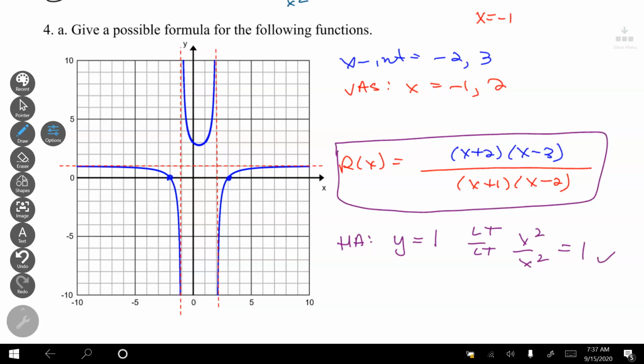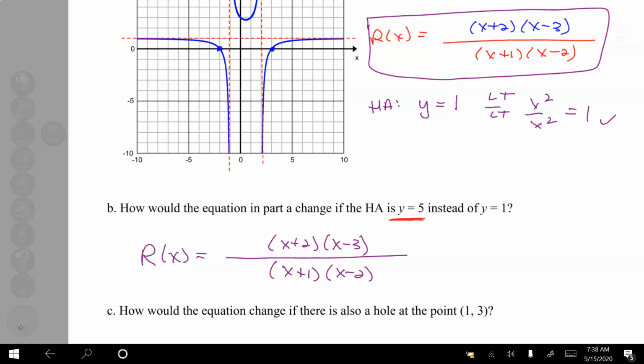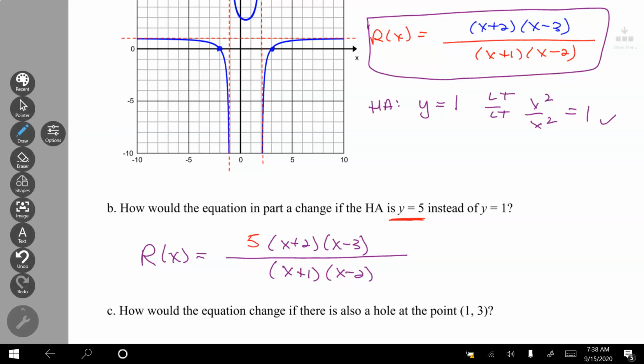So this is the equation of that graph. So the question is, what if the HA was y equals 5 instead of y equals 1, as I did earlier? How could I modify this equation? Well, I don't have to do too much. All I have to do is put a 5 here. And now, when I do leading term over the leading term, I got 5x squared over x squared, which is equal to 5, and I get what I want.